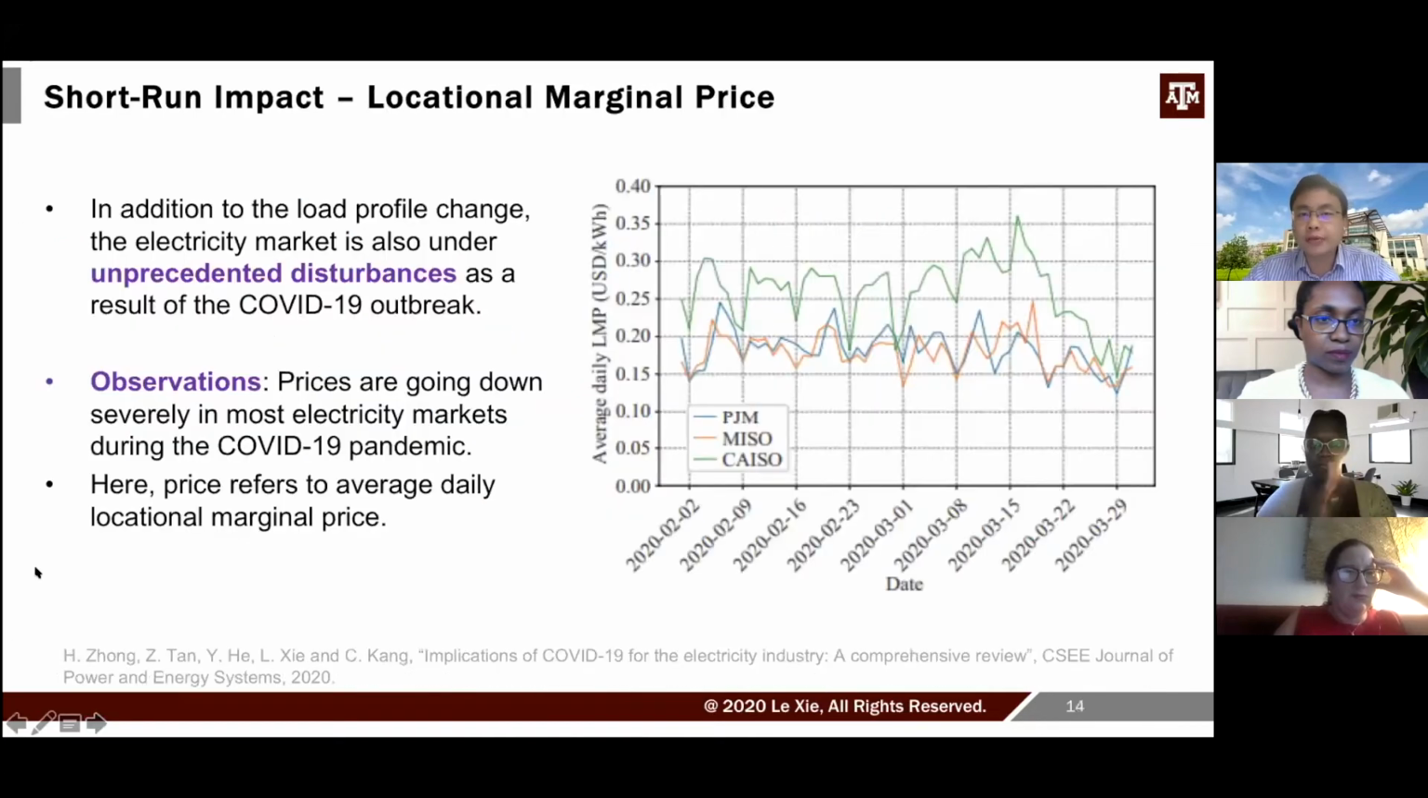What about the prices? As I said, 85% of the country is covered by wholesale level electricity markets. The markets definitely have prices. In fact, they have prices for day ahead and for 5 minutes ahead, and these are well-established wholesale level marketplaces. Because of the load change, electricity demand changes, and the price is also under some substantial fluctuations. They're going down quite significantly in most of the markets.